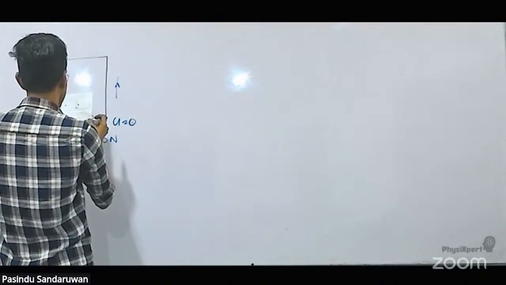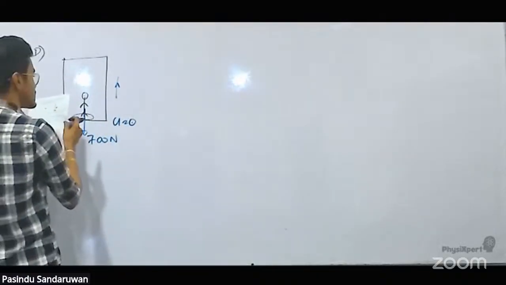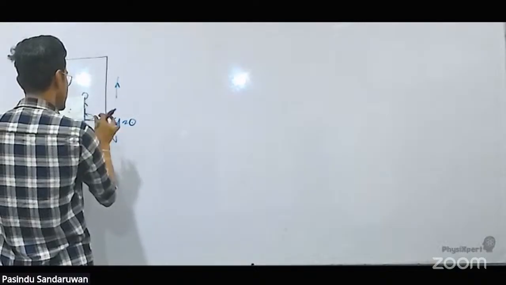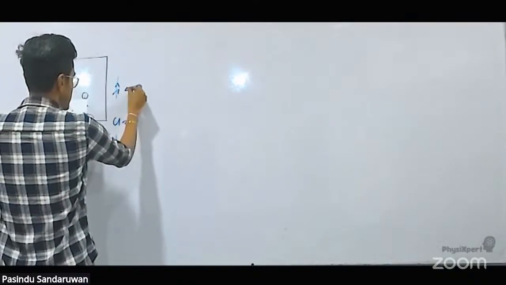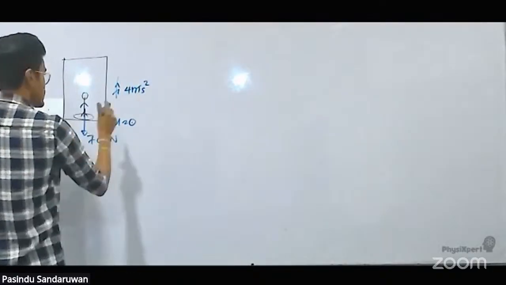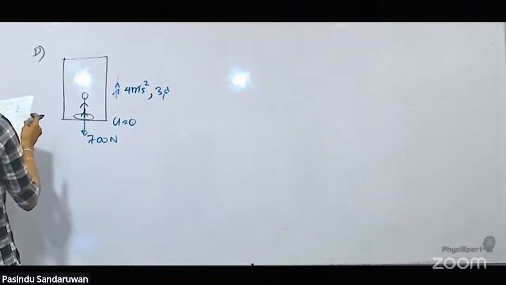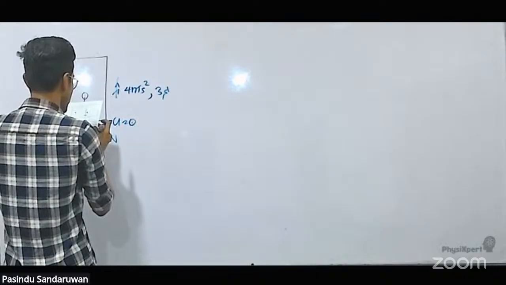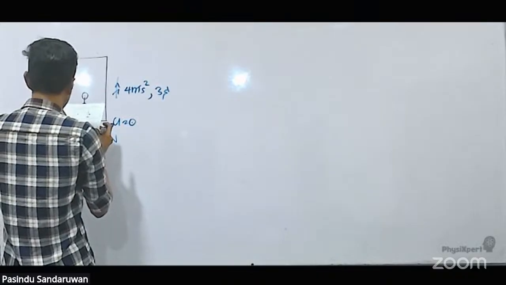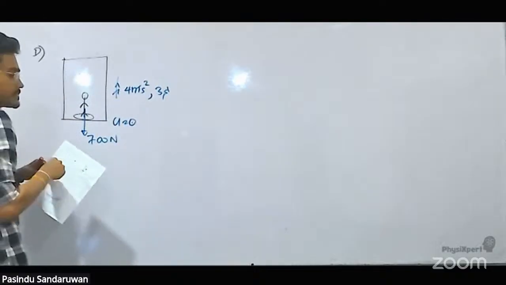An elevator starts from rest and accelerates uniformly for 3 seconds at an acceleration of 4. Finally, it comes to rest with uniform retardation. Retardation is a deceleration. The apparent weight of the man is shown as 490 while the elevator is moving with a retardation. Okay, first thing.